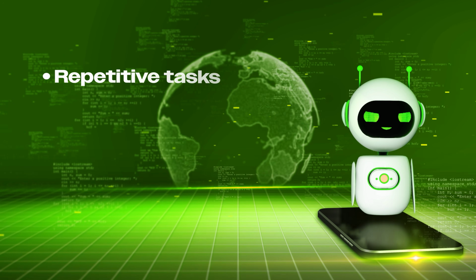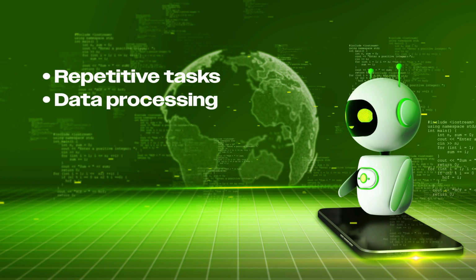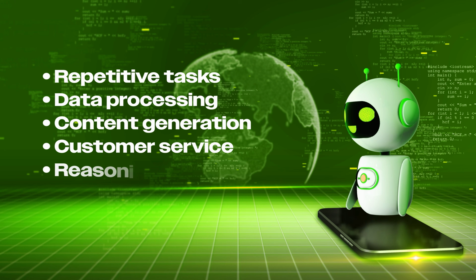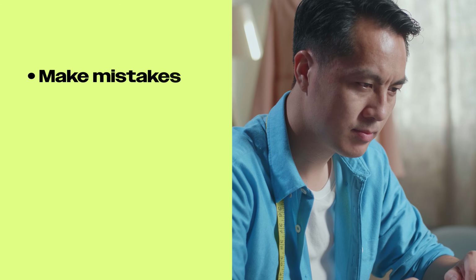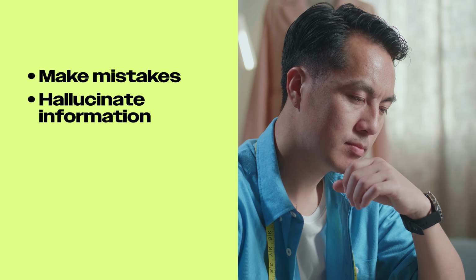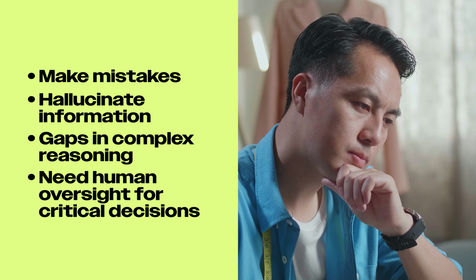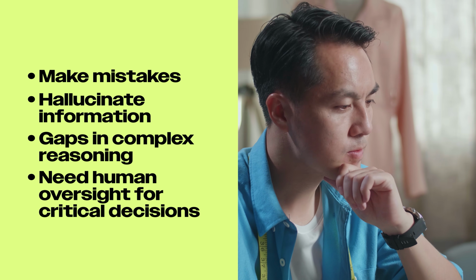Okay, let's talk briefly about safety and limitations. Of course, there's certain things that AI agents can and can't do. They're really good at repetitive tasks with clear patterns, data processing and analysis, content generation and optimization, customer service, and basic decision making. But they do have current limitations. They can still make mistakes and hallucinate information. Complex reasoning still has gaps, and they still need human oversight for critical decisions, especially high-risk actions. And lastly, costs can add up with heavy API usage.